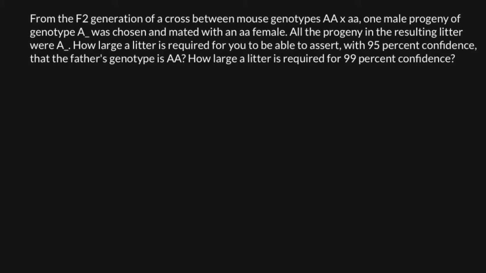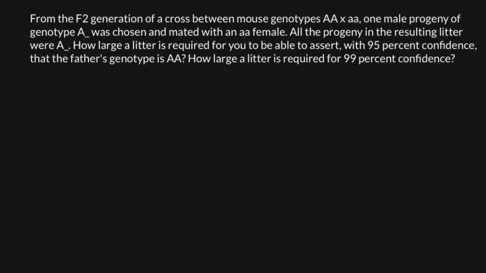Today's problem is from the F2 generation of a cross between mouse genotypes, that is, homozygous dominant with homozygous recessive. One male progeny of the genotype A blank space, so it can be dominant homozygous or heterozygous, was chosen and mated with a homozygous recessive female. All the progeny in the resulting litter were of the dominant phenotype, but we don't know of what genotype.